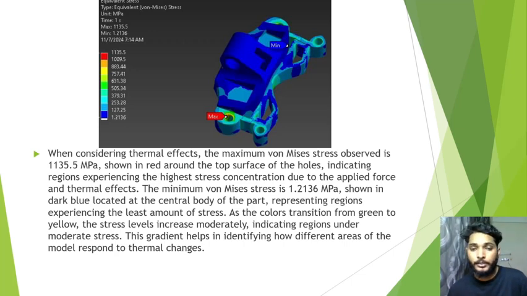The minimum stress is 1.2136 MPa, shown in dark blue, located at the central body of the part, representing the region that experienced the least amount of stress. As the color transitions from green to yellow, the stress level increases moderately, indicating regions under moderate stress. The gradient helps in identifying how different areas of the model respond to the thermal change.